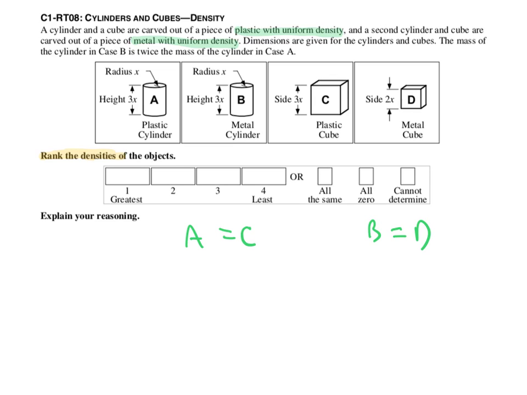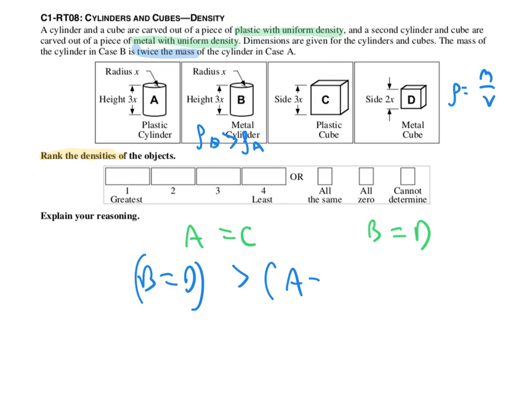We see that in case B we have twice the mass, which means since, in general, the density is the mass over the volume, and for B and A the volumes are the same, then the densities are in the same ratio as the masses, which means that the thing with more mass is also higher density. So we see that B has a greater density than A. So really down here we should have said that B is the same as D, and those are bigger than A, which is the same as C.